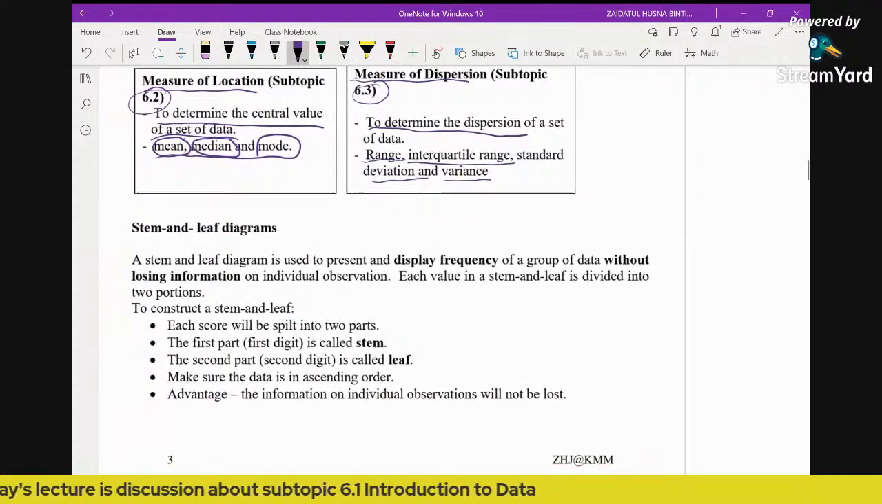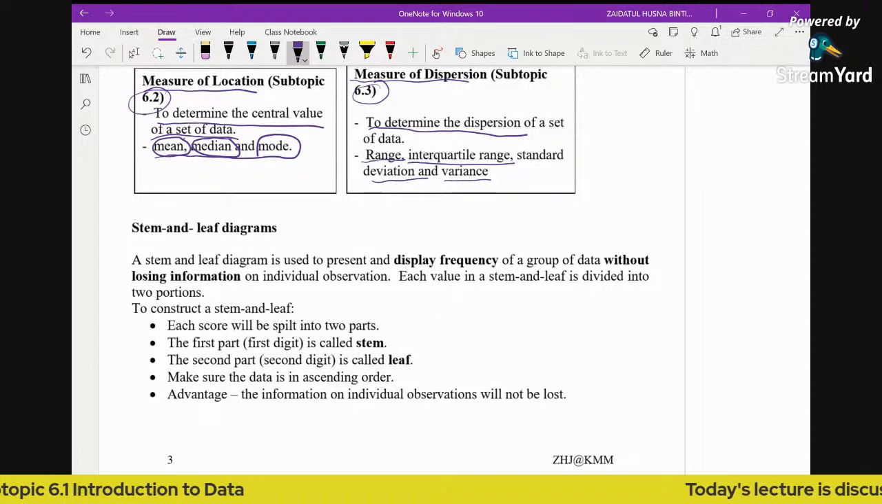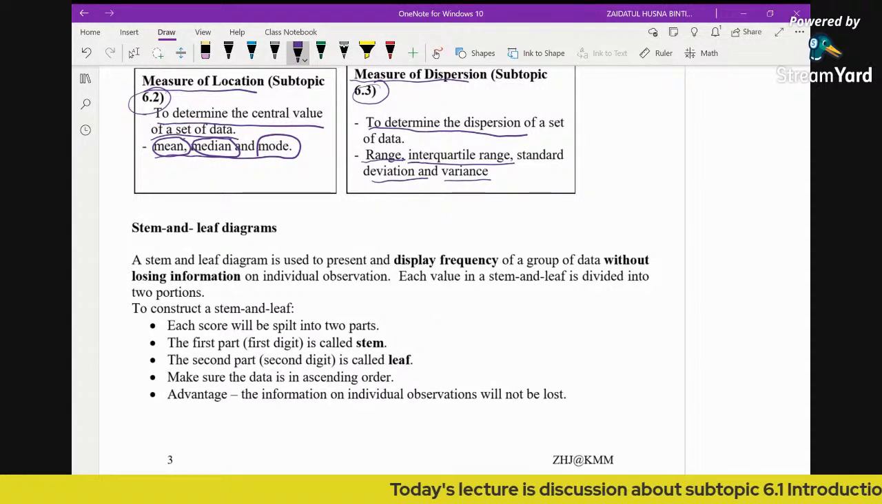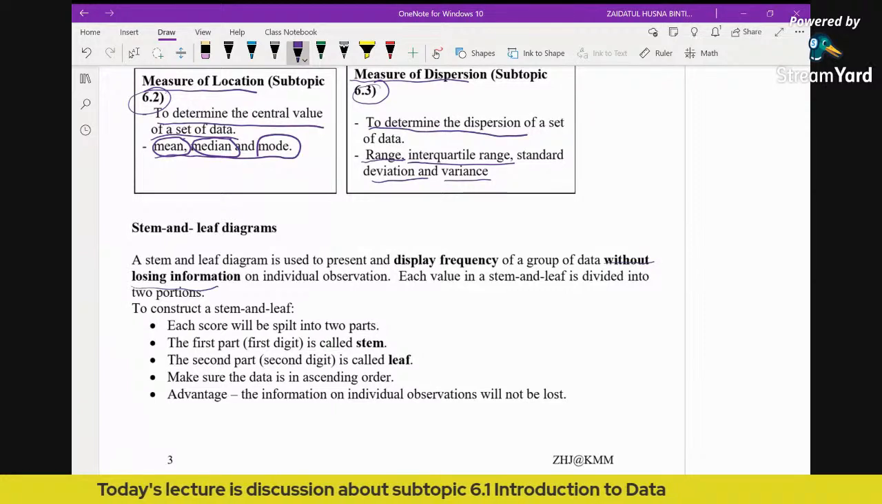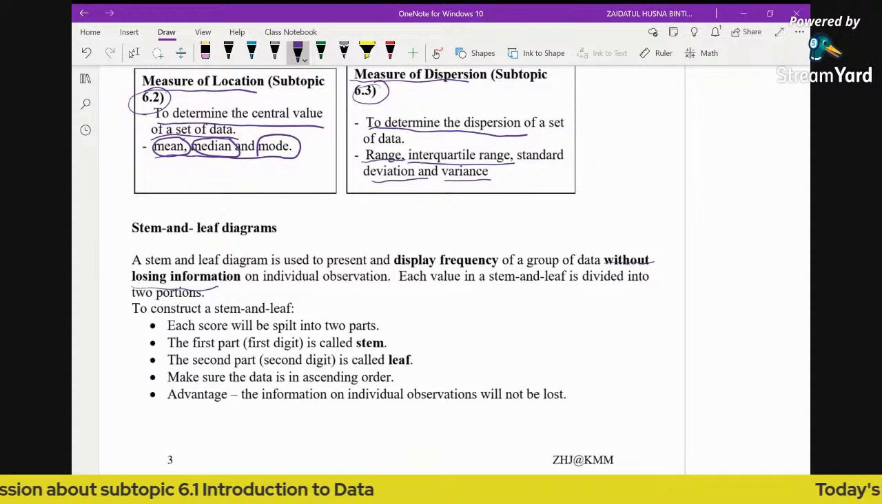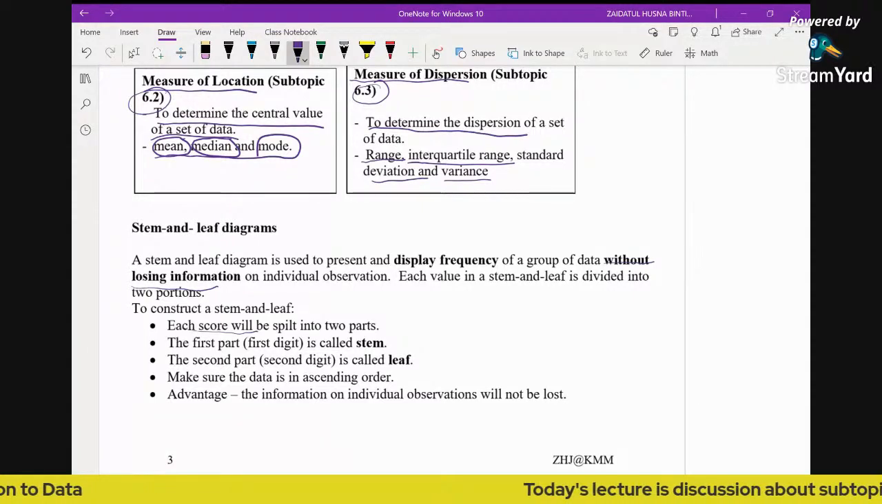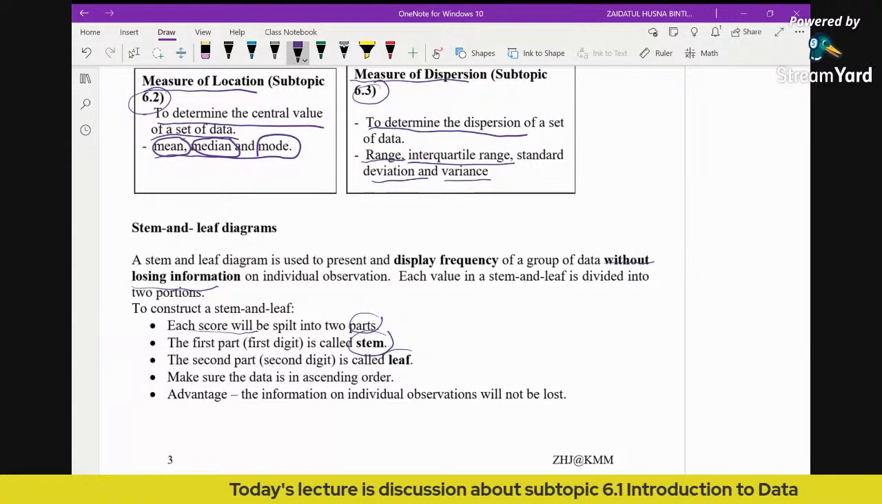Okay, so now stem and leaf diagrams. What are stem and leaf diagrams? A stem and leaf diagram is used to present and display the frequency of a group without losing information. Without losing information means we just get the raw data and arrange them in a table. To construct a stem and leaf, each score will be split into two parts. The first part is called the stem, while the second part is called the leaf.